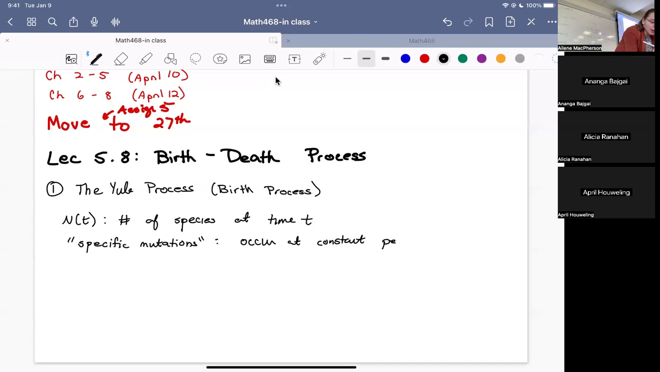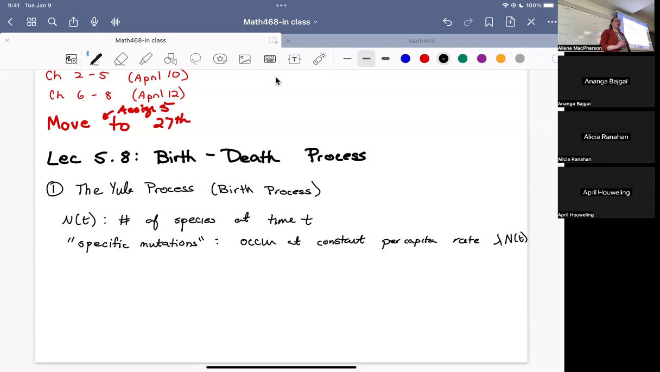Per capita rate lambda. So this is not quite a Poisson process, because if it was a Poisson process, it would just be happening at a constant rate lambda, but we have a per capita rate. So that means that the rate at which species are generated is actually dependent on how many species there currently is.